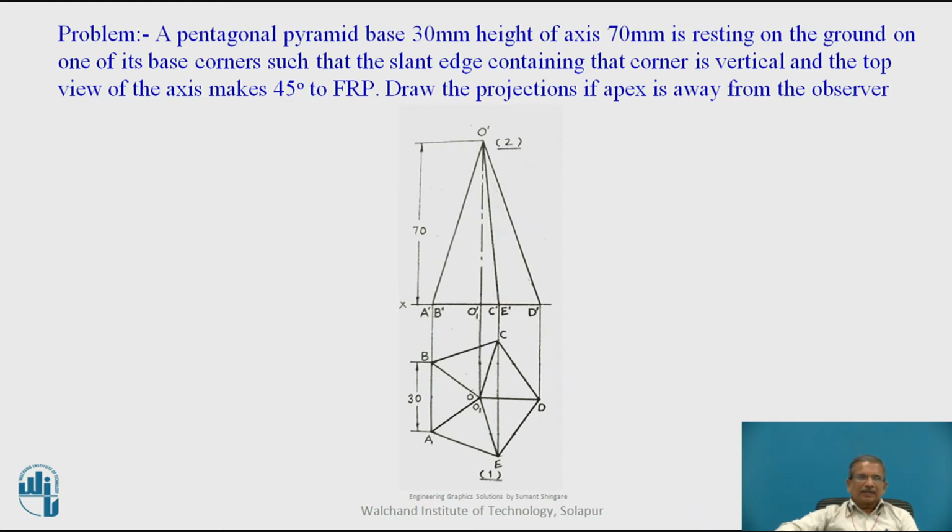and the top view of the axis makes 45 degrees. So now it is to be taken into consideration that the top view of the axis is making 45 degree to VP or FRP. So there is no necessity to draw true length of the axis because the top view of the axis is making 45 degree.